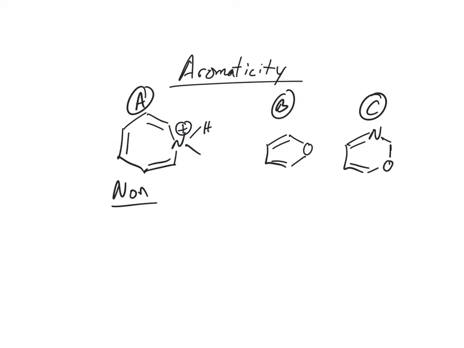So it's an interrupted system. So this is non-aromatic because that nitrogen has to be sp3. There's no p orbital, so it can't. It's not fully conjugated. What about B? B is aromatic, anti-aromatic, or non-aromatic? B is aromatic. That's right.